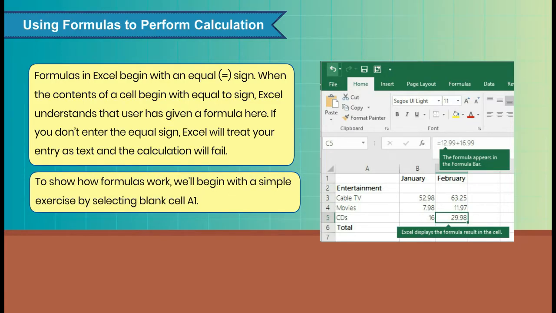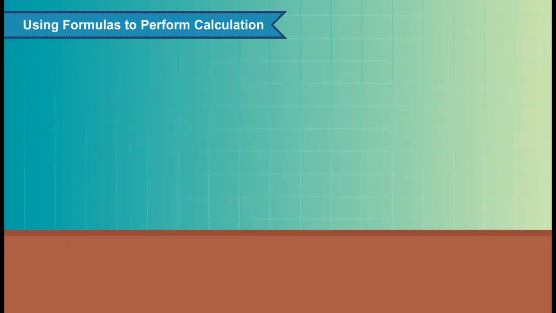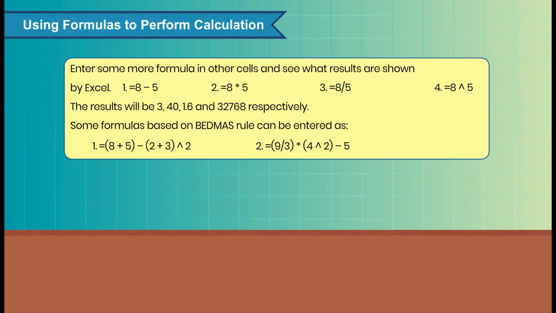To show how formulas work, we'll begin with a simple exercise by selecting blank cell A1. Then type equal to 5 plus 5 and press the Enter key. As you press the Enter key, Excel performs the calculation and produces the result as 10 in cell A1. Enter some more formulas in other cells and see what results are shown by Excel.